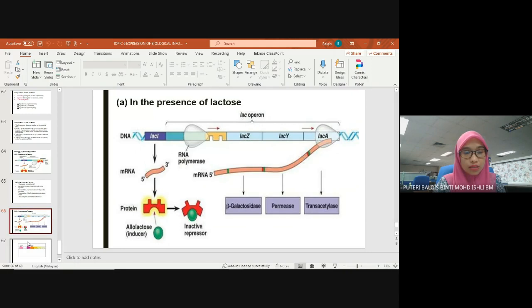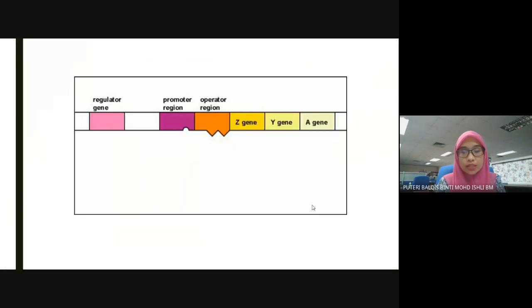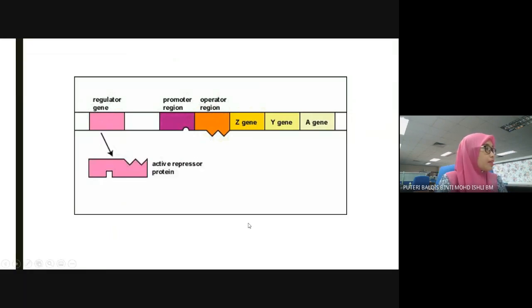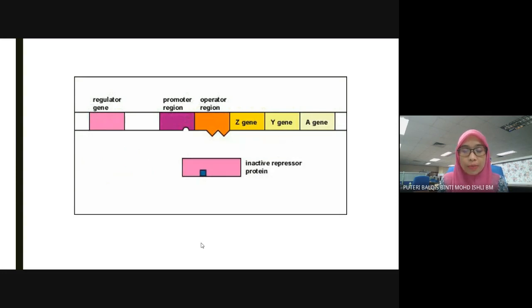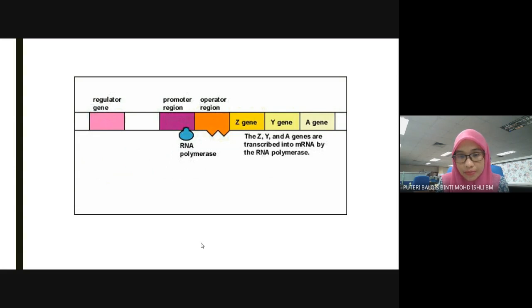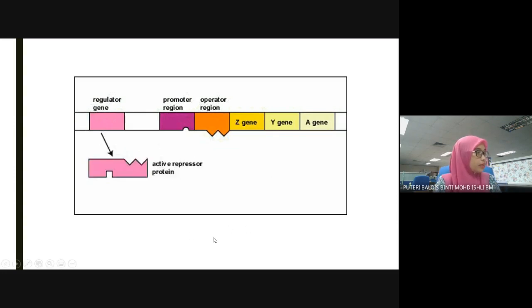Alright. Ini adalah contoh, dari macam short video, GIF. Boleh tengok. So that is the binding site. That is the regulator gene which encodes for the repressor protein. The lactose will convert to its isomer allolactose, the inducer. This allolactose binds to the repressor protein and the repressor protein becomes inactive. So it cannot bind to the operator, and then the RNA polymerase can bind to the promoter and will transcribe the structural genes. And then the three enzymes will be produced.